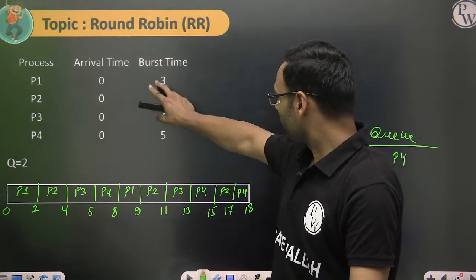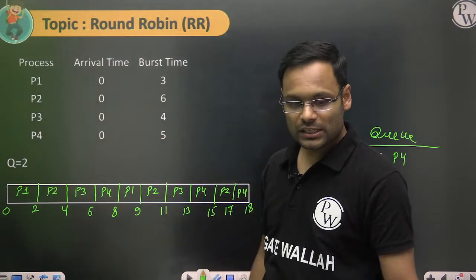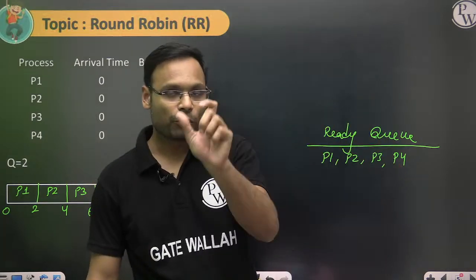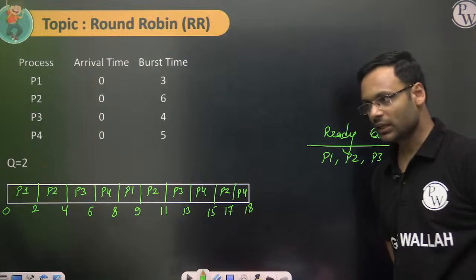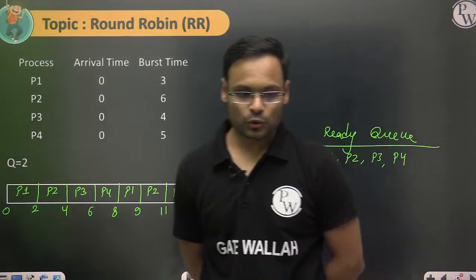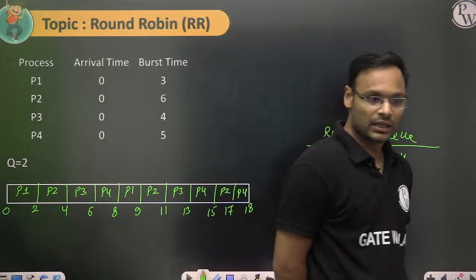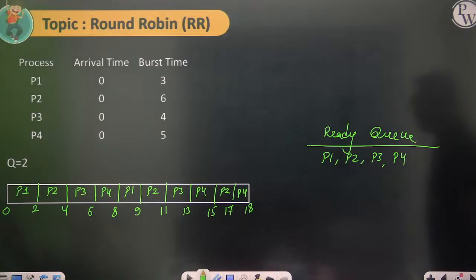So if you guys are okay with this basic concept, processes will run one by one for only 2 duration maximum. If the process finished, done. If not, then it is preempted, so that the next process gets the turn. The same thing happens again and again. The sequence we have written here in the ready queue.